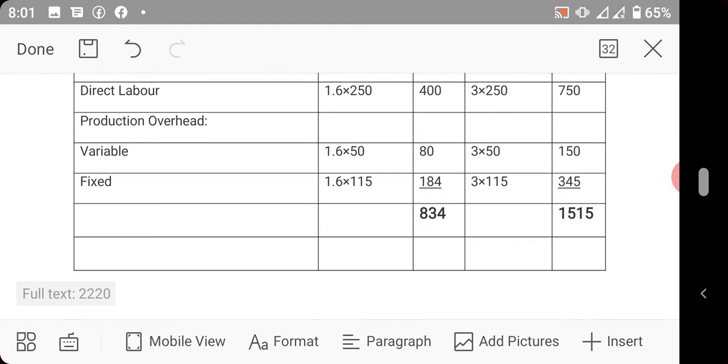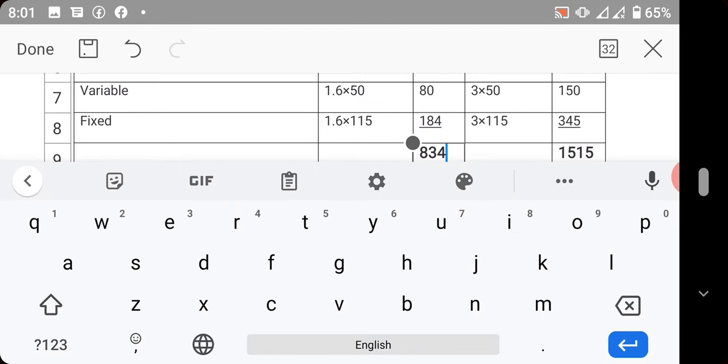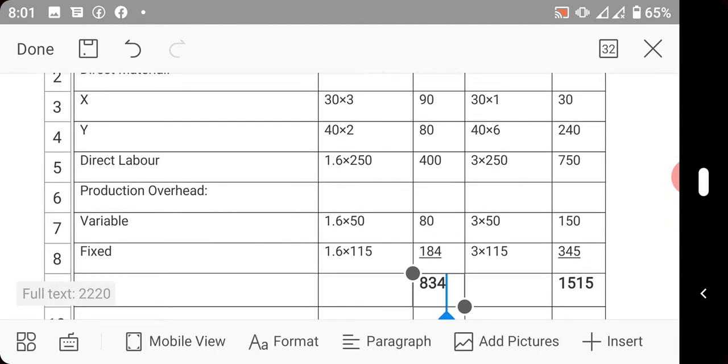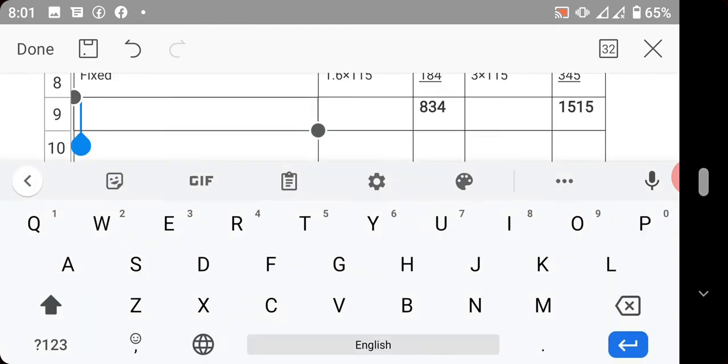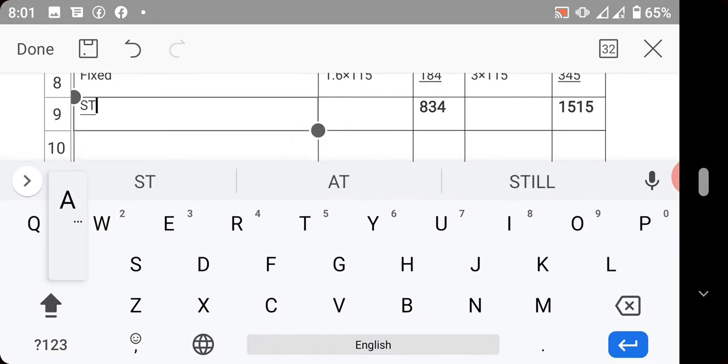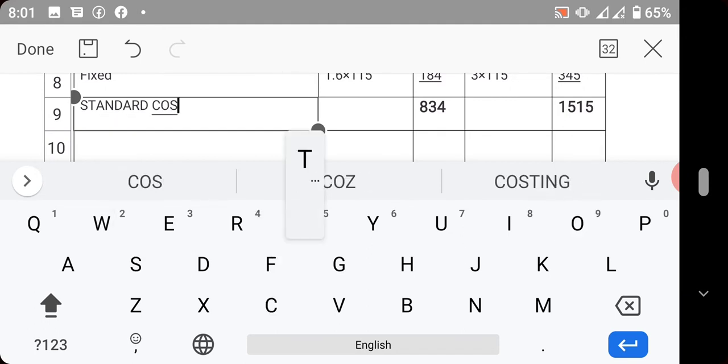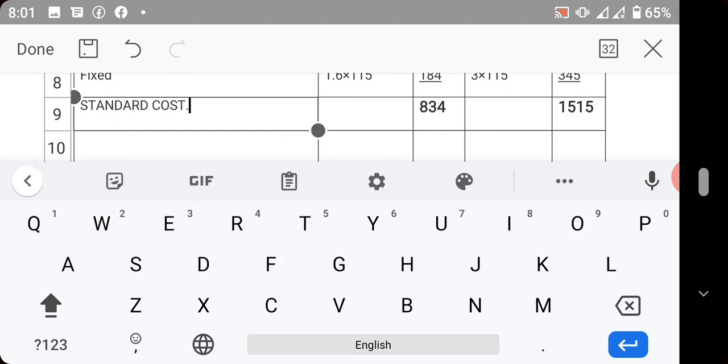Fixed production overhead, we already calculated the overhead absorption rate to be 115. Multiplied by 1.6 will give us this. So the addition of all this will give you the standard cost. So that is how it was derived. This is how we derive standard cost. I hope that makes sense to you now.